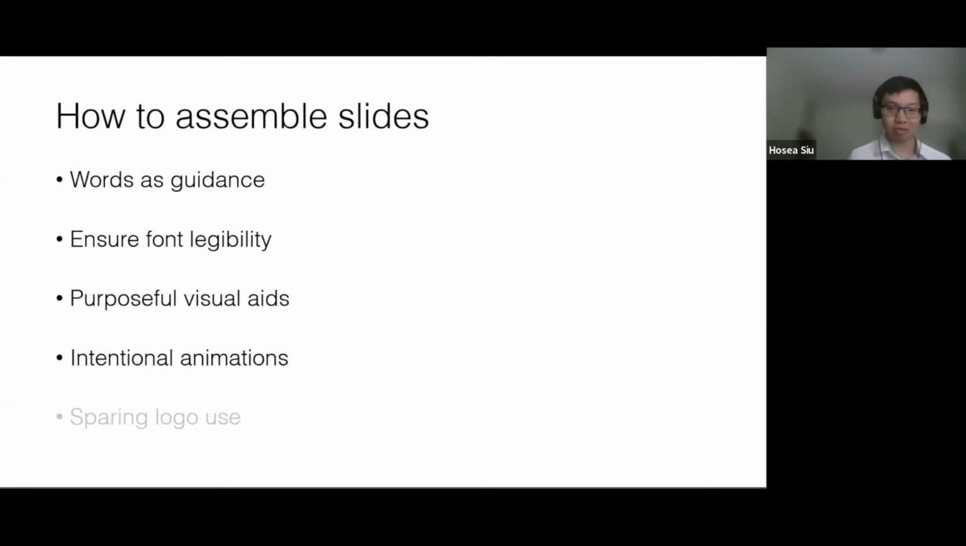And finally, sparing logo use. Logos on title slides make a lot of sense, but the only context that I can immediately think of where you want logos on every slide is if you believe that a slide might be viewed out of the context of your presentation and you really want people to know where it came from. Then fine, that makes sense. But generally speaking, put them on the title, and otherwise you can remove them because they just take up space and are visual clutter.